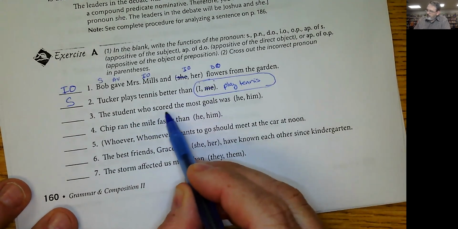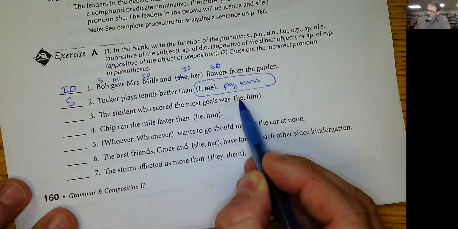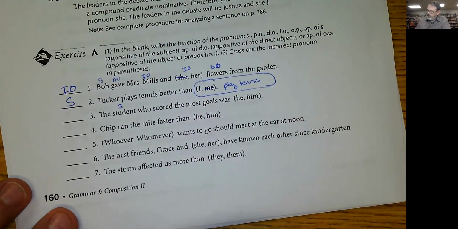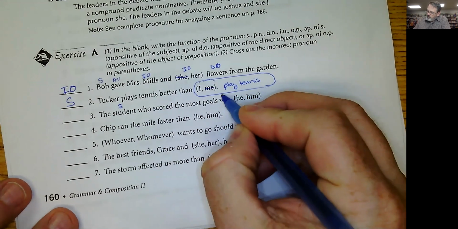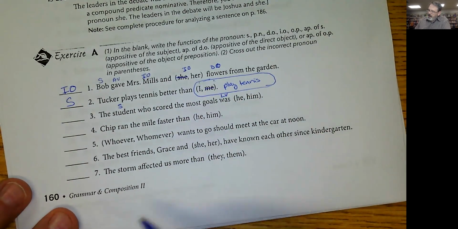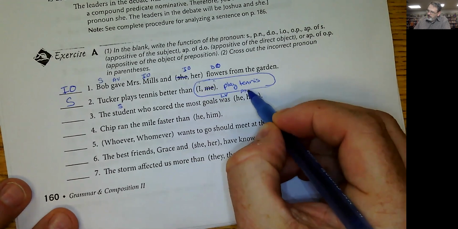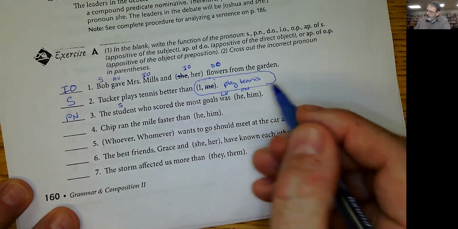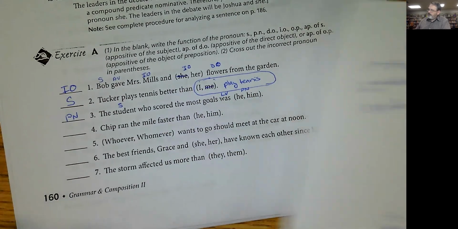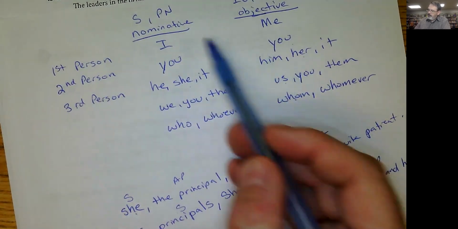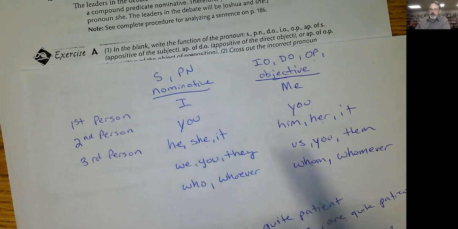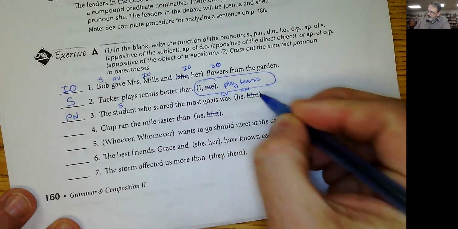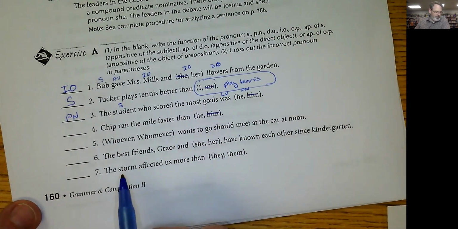The student who scored the most goals was either he or him. Well, the subject is student. The verb is was. It's a linking verb. And then this is going to be the predicate nominative. So we do PN. Which one of those is nominative case? He or him? It's he. So, therefore, we cross out him. Oh, sorry. That's probably the wrong answer because I did that.